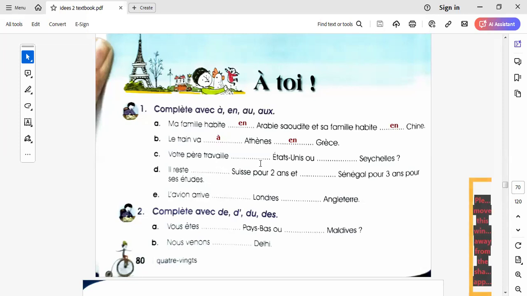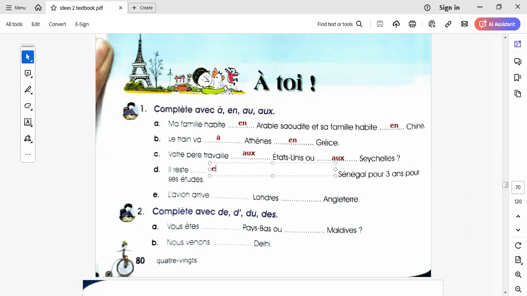Votre père travaille dash États-Unis. Your father works in the United States or in Seychelles. Both of these are plural. So the answer is aux and aux. The last X we don't pronounce. Il reste dash Suisse. Feminine country because it is ending with E. So the answer is en. Pour deux ans, for two years.